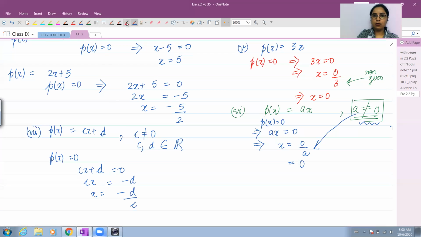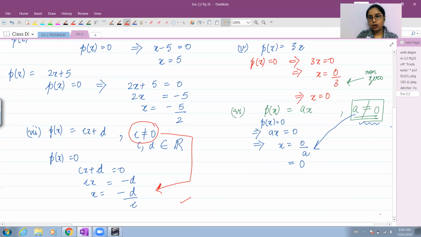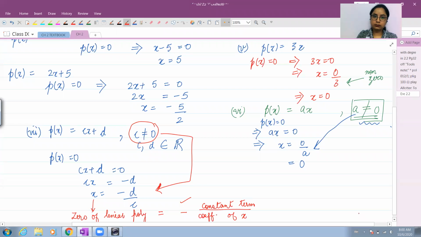Now you can see we already had that c is not equal to 0 and this can be checked here. So that's okay. This fraction is completely fine. And if you observe closely, what you can see is that this is actually the 0 of a linear polynomial. It is given by minus the constant term over the coefficient of x, always.